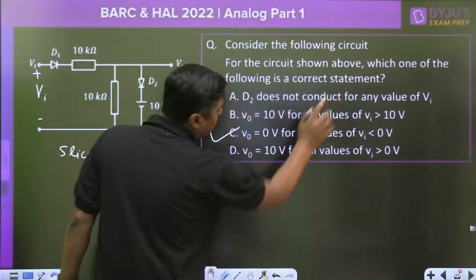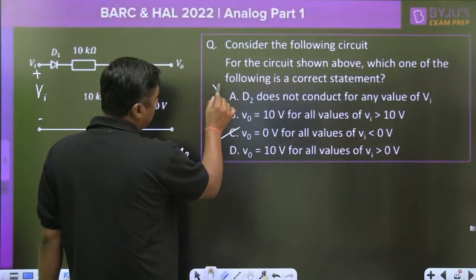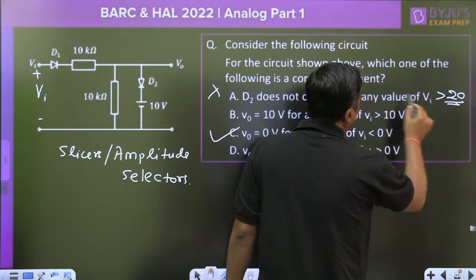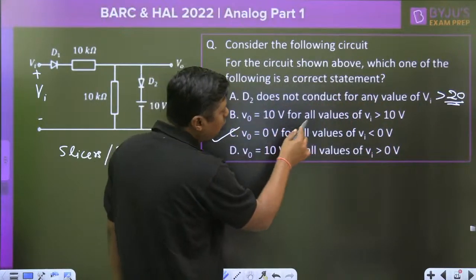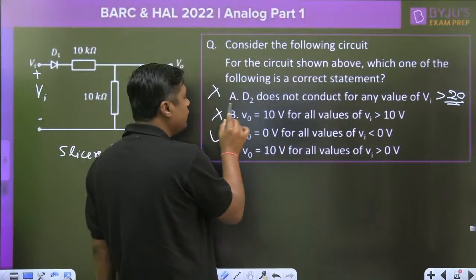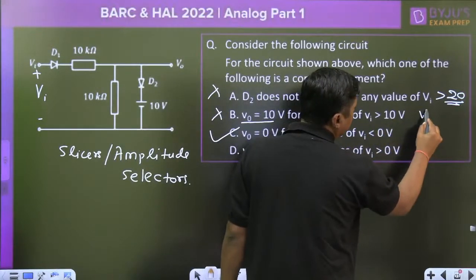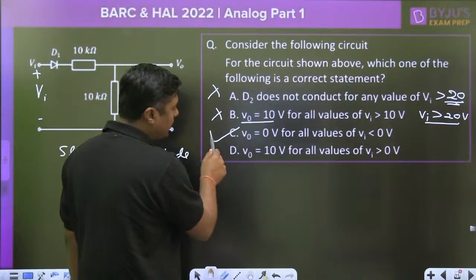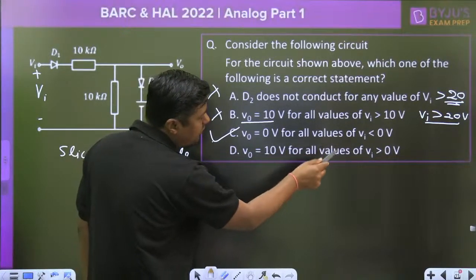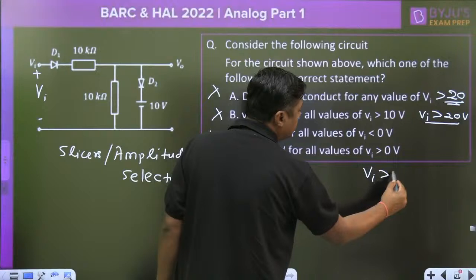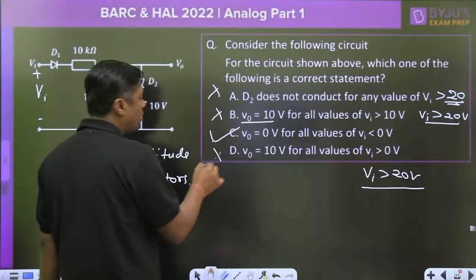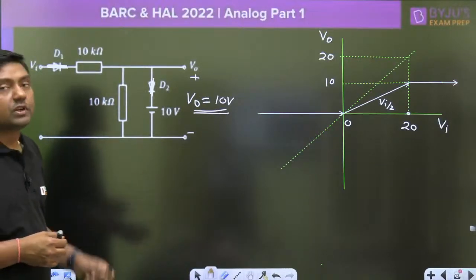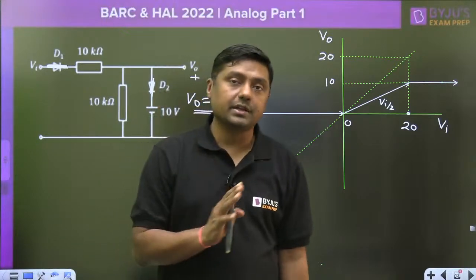Look, D2 does not conduct for any value of Vi. Wrong, because D2 will conduct for Vi greater than 20 volt. This is the wrong statement. V0 is 10 volt for all values of Vi greater than 10 volt. Wrong. V0 is 10 volt for all the values of Vi greater than 20 volt. This statement is wrong. V0 is 10 volt for all values of Vi greater than 0 volt. Wrong. Vi greater than 20 volt is the right answer. They may ask what transfer curve, this type of questions from the clipper circuit.